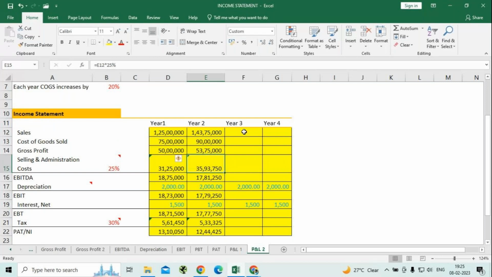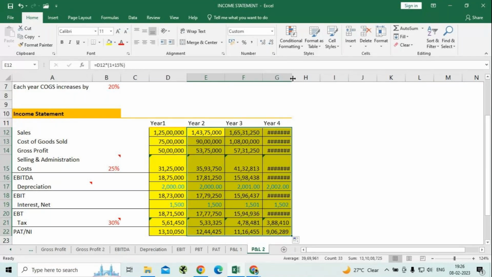So like this we can do it for the other years, year 3 and year 4. Whatever calculations we have done in year 2 are applicable for year 3 and year 4, so you can directly drag it.